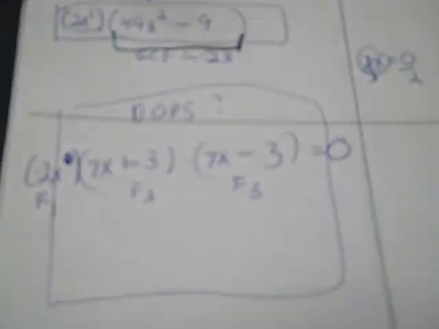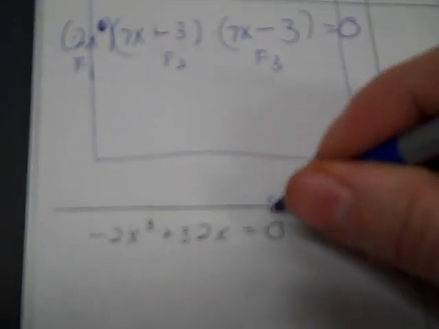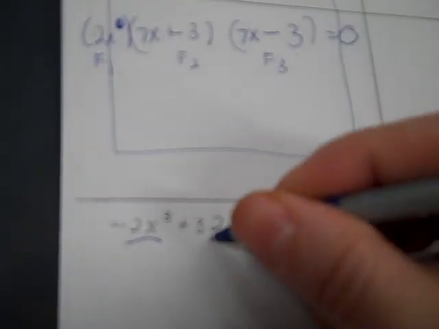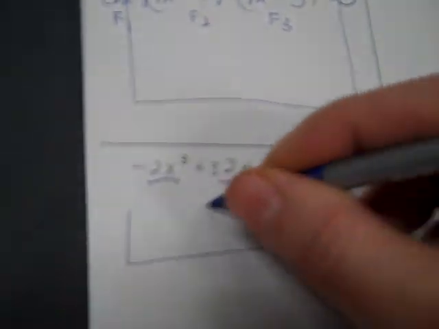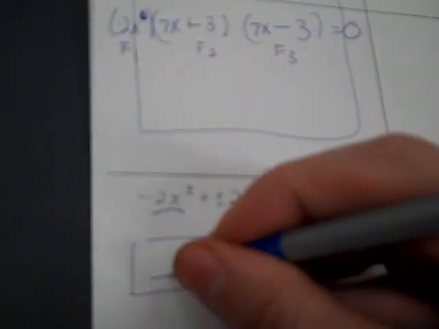Okay, next one. Negative 2x to the third power plus 32x equals 0. So again, there's three answers. It has to be set equal to 0. It is, it's set. Okay, so how many terms? Well, 1 and 2. So that's 2 terms. So that's greatest common factor, same 2 boxes as on the last problem.